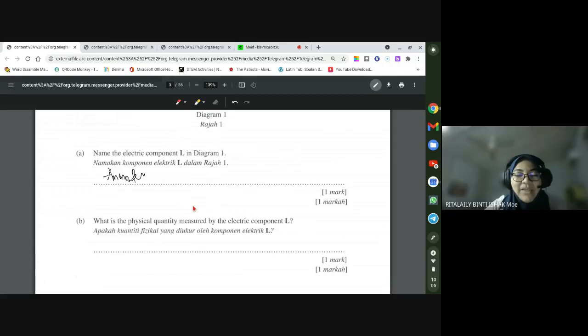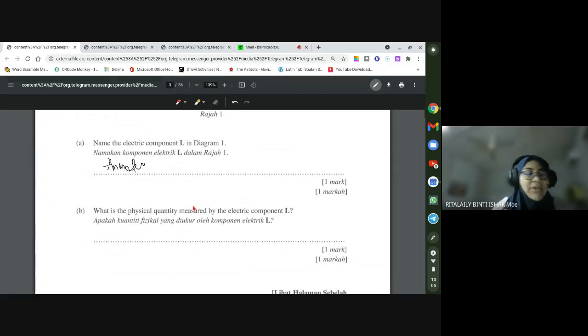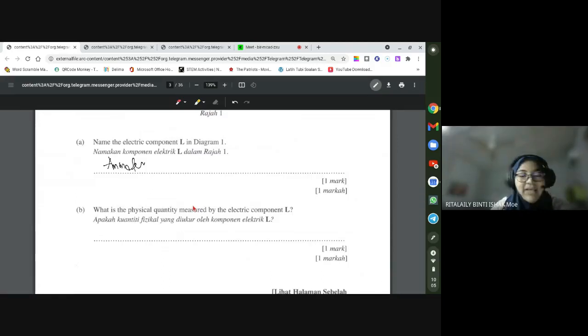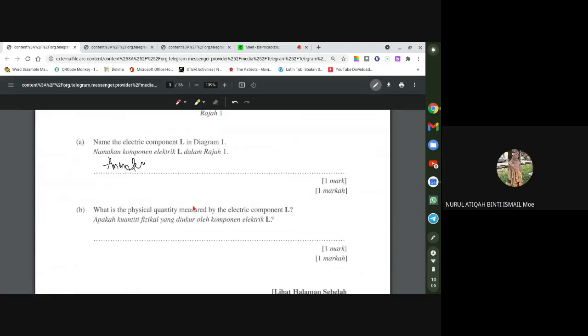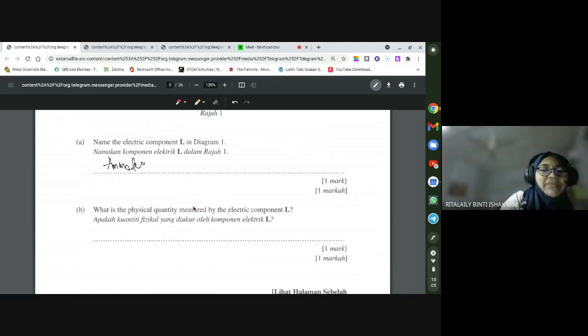Physical quantity measured by the electric component L. So, apa physical quantity? Electric current. Okay, to just answer electric current. Ni saya tulis I lah. Tapi dalam jawapan SPM jangan tulis I, tulis yang lengkap.